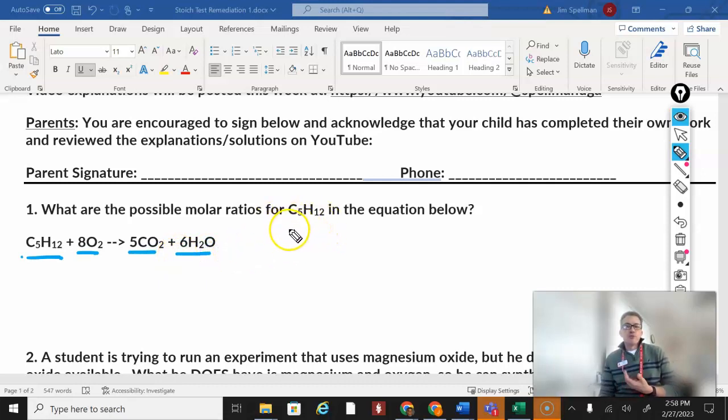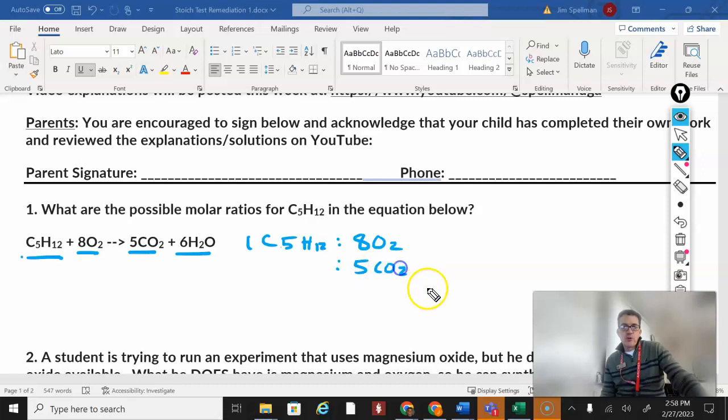So the molar ratios for the C5H12 are simply, it's going to be one of them, and we'll make a little 2 dots there for a ratio sign. For each one of them, it would be 1 to 8 if I were talking about oxygen. It would be 1 to 5 if we were doing carbon dioxide, and it would be 1 to 6 if we were looking at the water. Again, that's all that we really need to do.